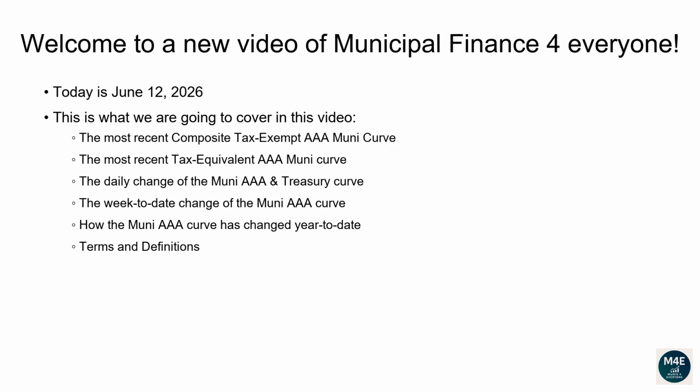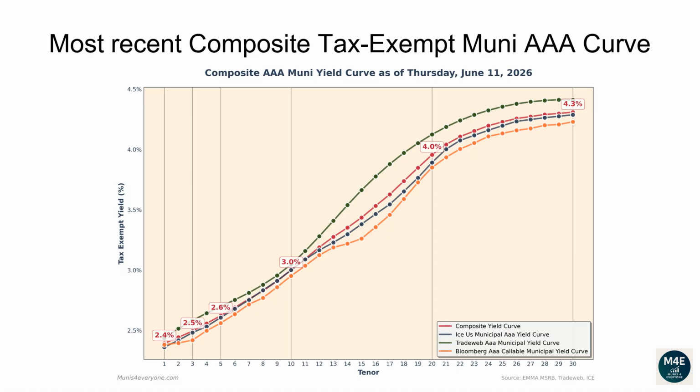Terms and definitions. Let's go over the most recent composite tax-exempt Muni AAA curve. The following composite tax-exempt yield curve is based off the most recent ICE, TradeWeb, Bloomberg yield curves that are available on the MSRB website, plus some proprietary extra adjustments, as of June 11, 2026.